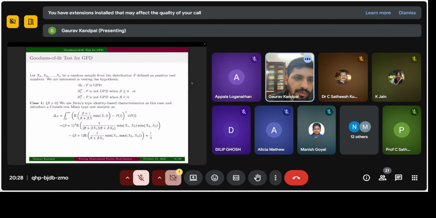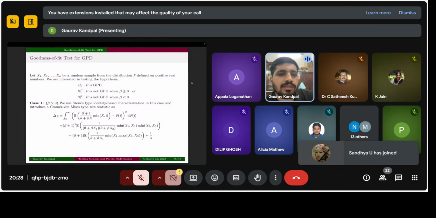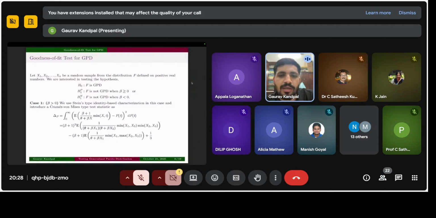Further, for case 1, the positive shape parameter case, we have used the Stein type identity characterization, and we have introduced Cramér-von Mises type test statistics. What kind of test is this? It is just the difference between two expressions of the cumulative distribution function, and we are taking the square of it, and finally we are taking the integration. So we are actually summing up all the differences between two expressions of the cumulative distribution function.